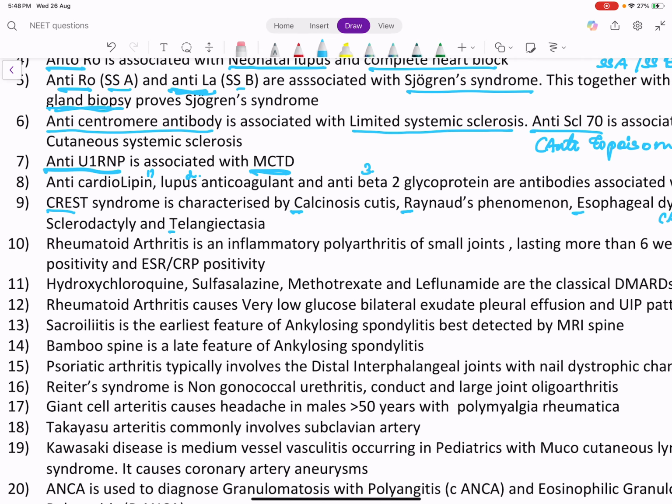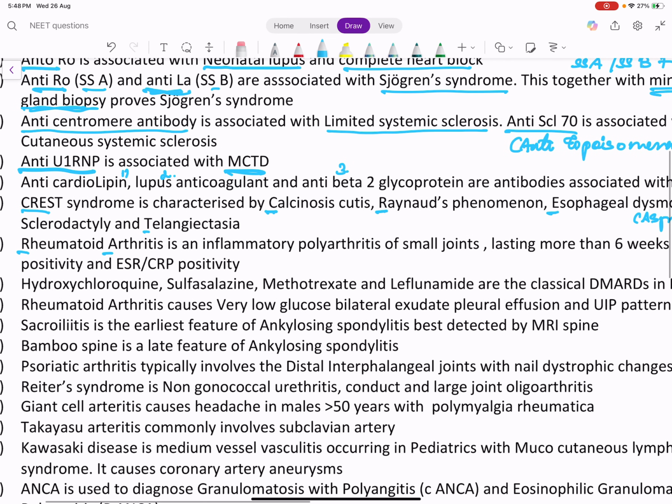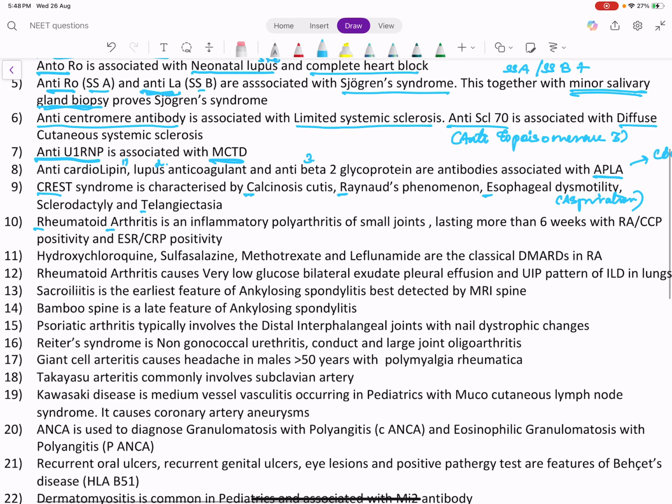Now coming to joint involving autoimmune diseases, rheumatoid arthritis. The actual complete description will be that it is an inflammatory polyarthritis.